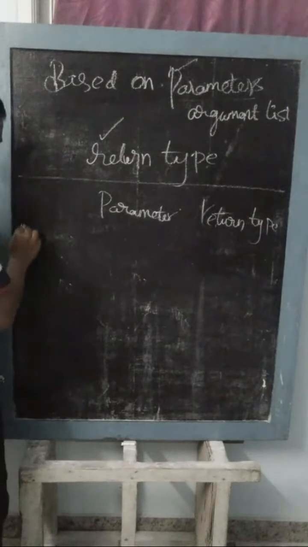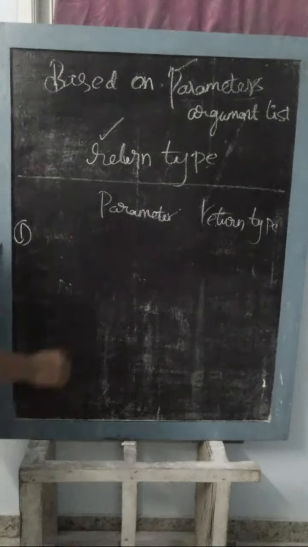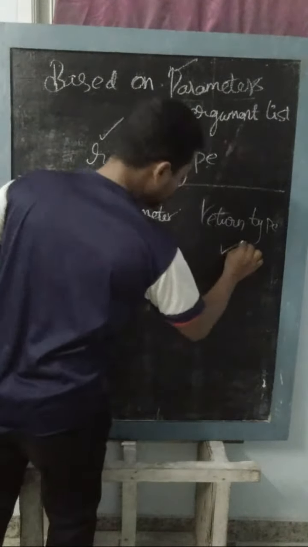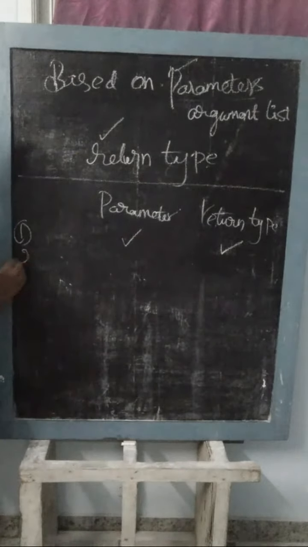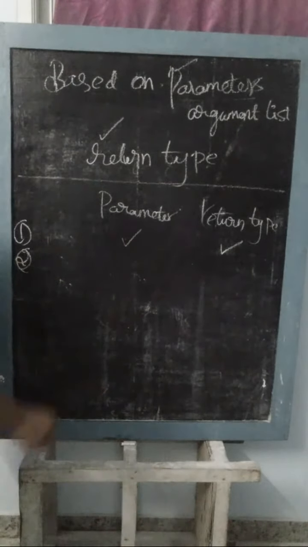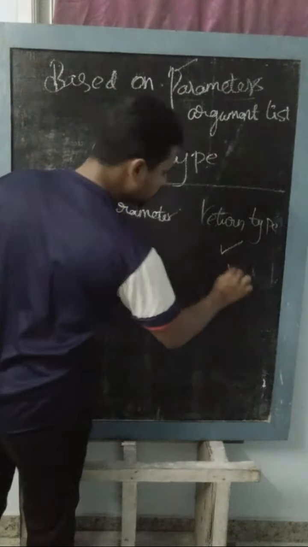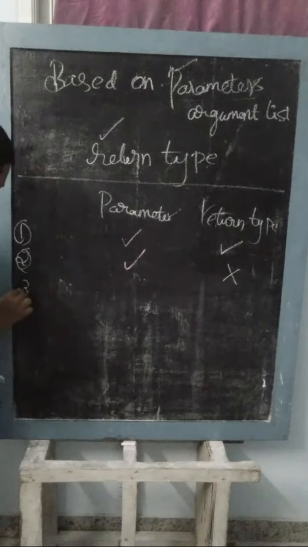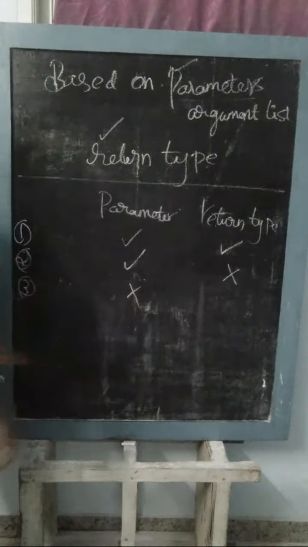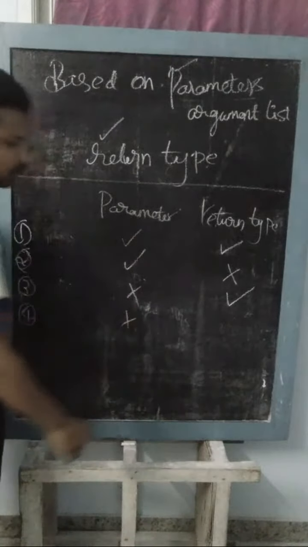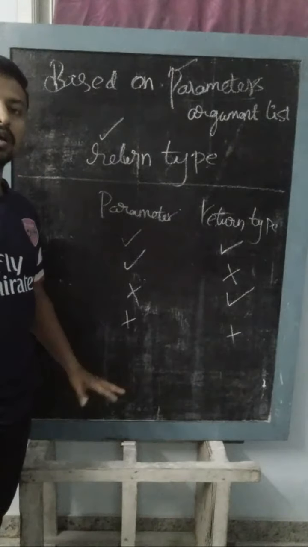The first is function with parameter, with return type. The second type is function with parameter without return type. Third, the function without parameter with return type. And the last is no parameter and no return type. So this is the way we are going to create.